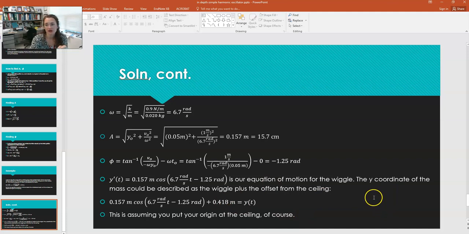Now, if you wanted to talk about the y-coordinate of the mass, and let's say, for example, that you put your y-coordinate origin at the ceiling, then what you would need to do is add your constant offset to the wiggle coordinate. In this case, that would be the unstretched length of the spring plus the stretch due to the downward pull of gravity, which is a constant offset. Remember, that was 20 centimeters plus 21.8 centimeters. So my equation of motion for y of t is 41.8 centimeters, or 0.418 meters, plus my wiggle coordinate, 0.157 meters times the cosine of 6.7 radians per second t minus 1.25 radians. Okay?